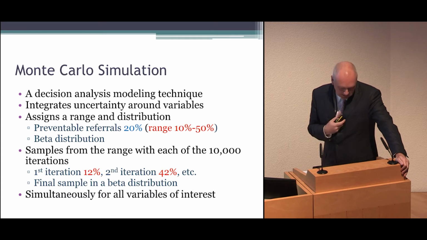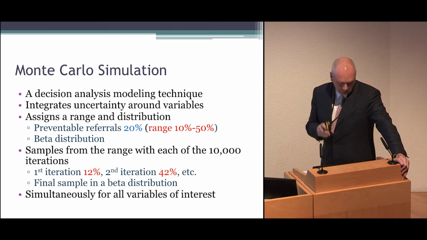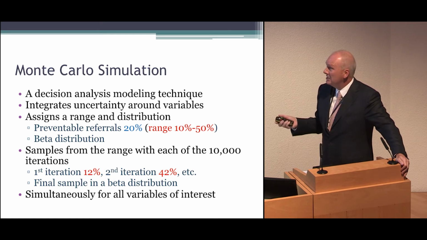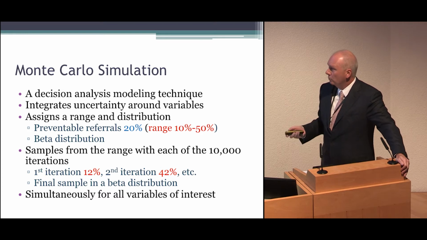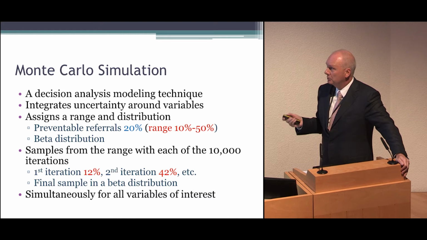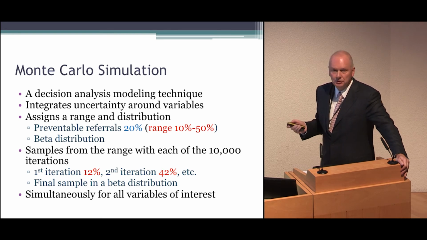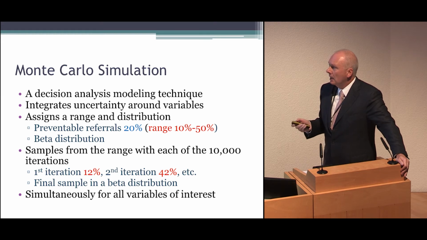So Monte Carlo simulation is a decision analysis technique that integrates uncertainty around specific and relevant variables. For each variable of interest, it assigns a range and distribution. So the preventable referrals found in this study was 20%. They assigned a reasonable range of 10 to 50% around that value and assigned a beta distribution to that range. So what Monte Carlo simulation does during its iterations is it samples from that.